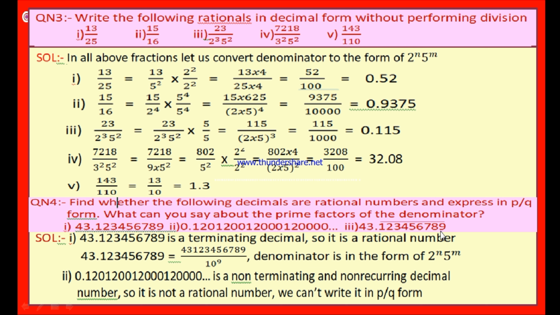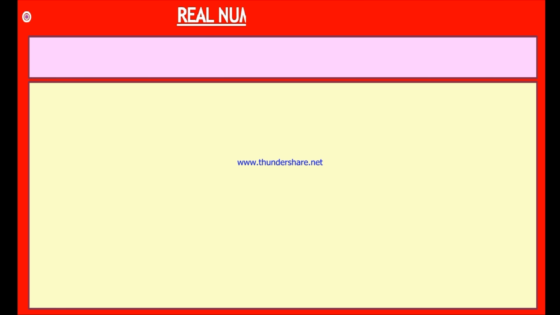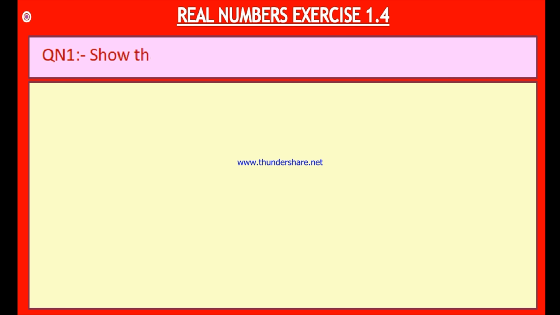Third bit is a non-terminating recurring decimal. Since here you can observe recurring, this is the symbol for recurring. Since it is non-terminating and recurring, it is also a rational number. You can write it in the form of p by q. You can try it.